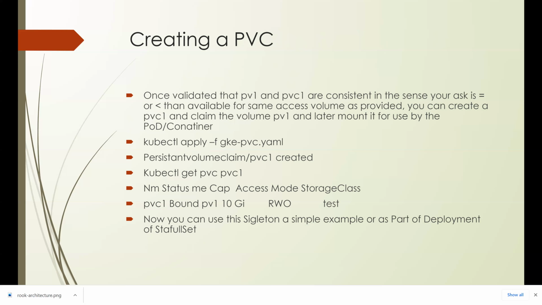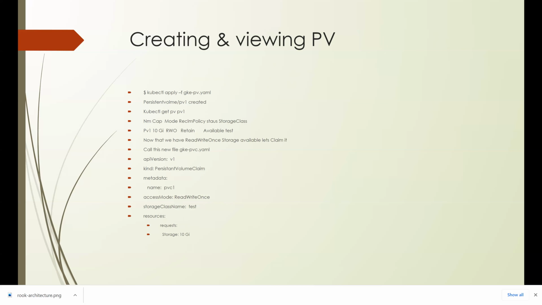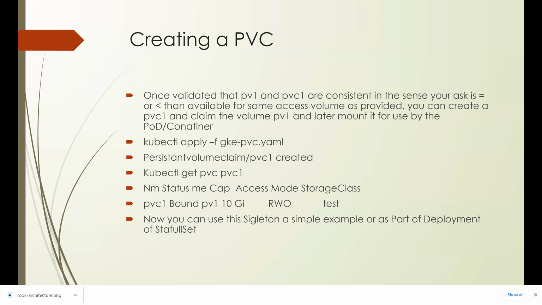So now once validated, the PV1 and PVC1 are consistent. Basically, you can't have a PVC something and PV something. Storage class should be the same. If you are asking read write once, it should be read write once. If you are asking 10 gig, it cannot be less than 10 gig. So you cannot make a claim on a 10 gig or 12 gig. That means somebody has to validate that, hey, you asked for 10 gig and you asked for an RWO mode, and you have something which is there.